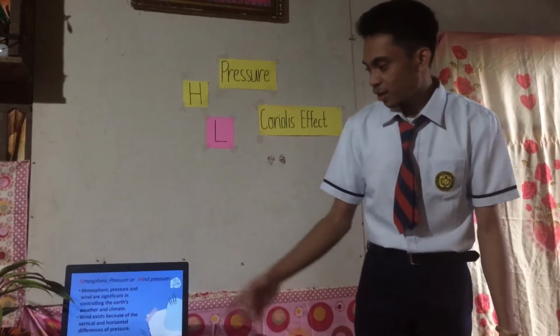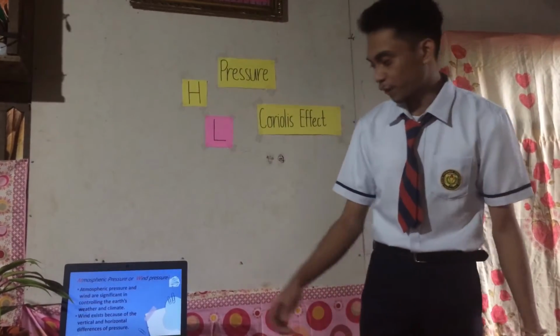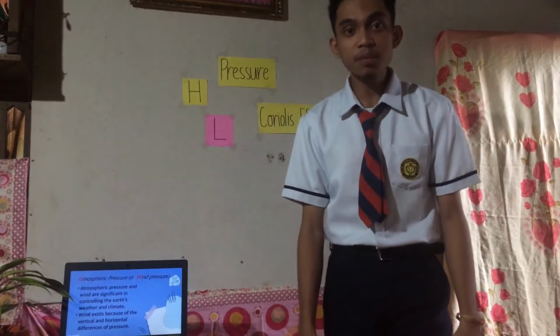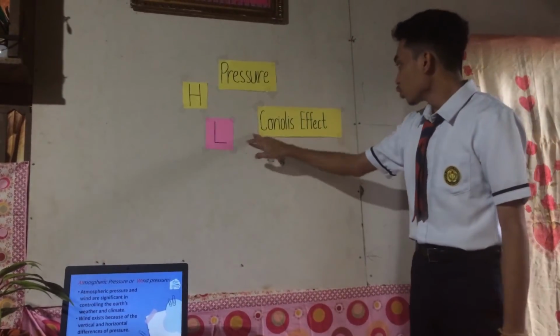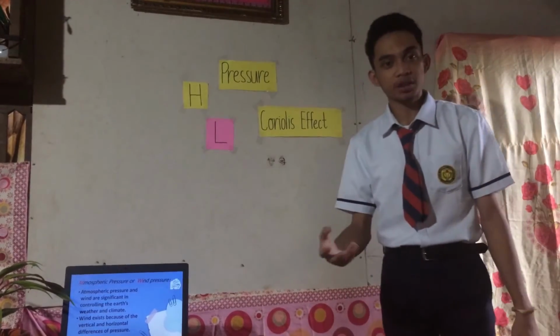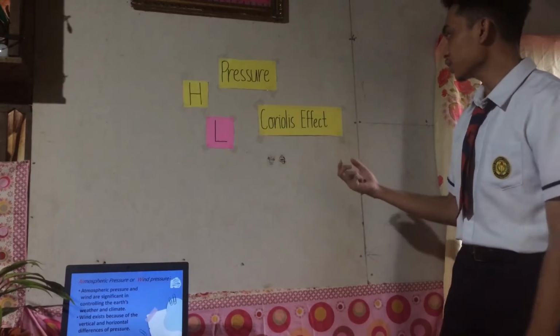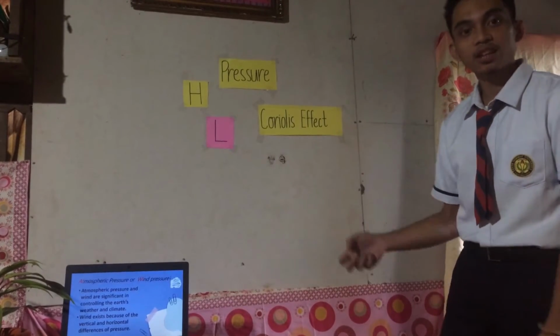And sometimes wind exists because of the horizontal and vertical differences of pressure, which means it is caused by the Coriolis effect, which is all about the weather patterns here on Earth. Examples of these weather patterns are tropical cyclones or storms.